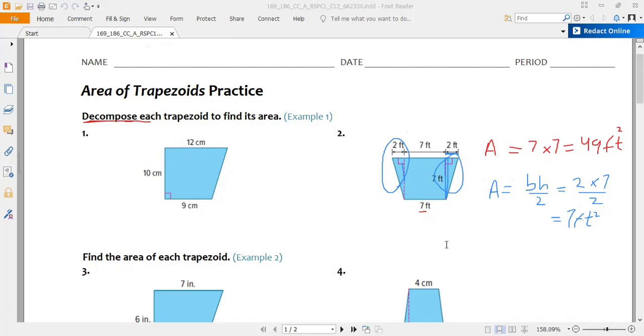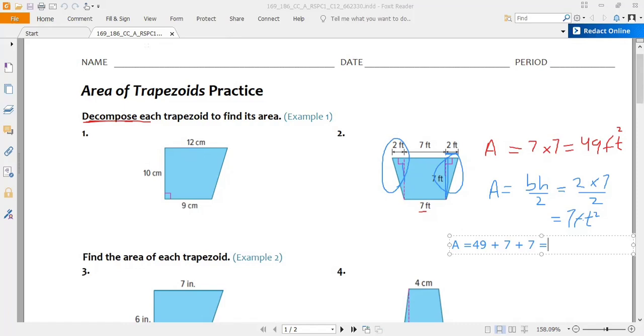Now we will add all the areas that we found separately. First, the area of the rectangle inside is 49. Then the area of the triangle on the right side is 7. After looking at the figure, we find that the second triangle, on the left side, is the same as the first triangle, so the area of the second one will also be the same. Add all of these areas, and you can find the total area of the trapezoid.